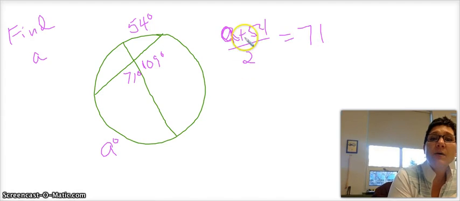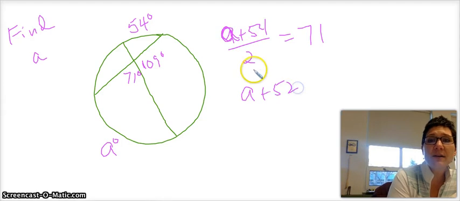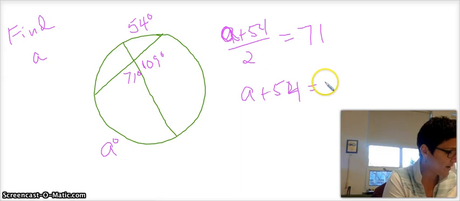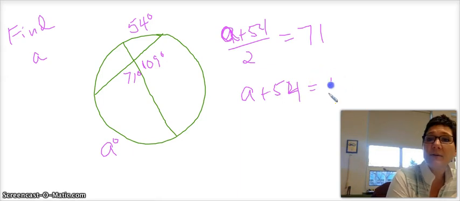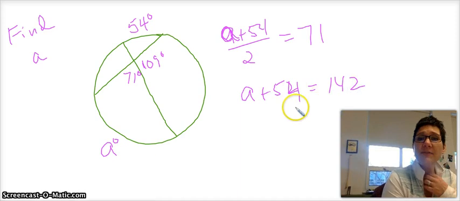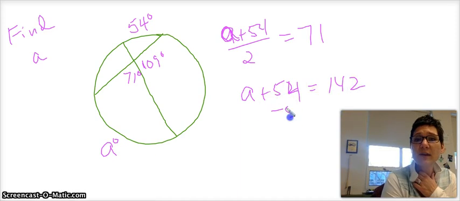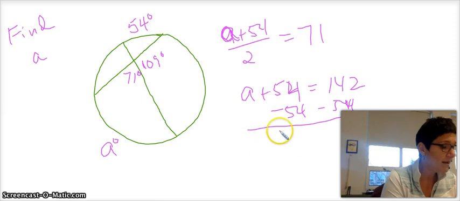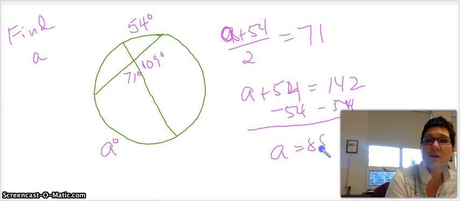Now, if I want to solve for a, I have to multiply both sides by 2. If I multiply both sides by 2, the 2 here gets canceled. Oops, that's a 54. Equals 71 times 2, which is 142. I haven't had any sleep, so I can't really do any math in my head right now. If I want to find out what a is equal to, I subtract 54 from both sides. So 142 less 54 is 88 degrees. So the measure of that arc is equal to 88 degrees.